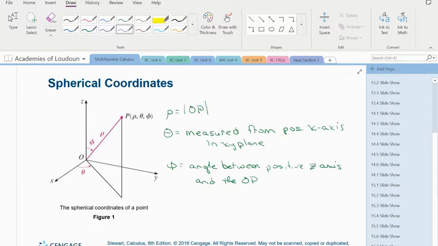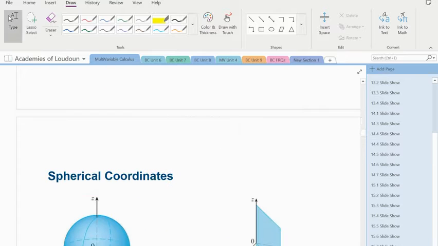Now, given all of this, we know that rho is greater than or equal to 0, and phi will be between 0 and pi. The spherical coordinate system is especially useful in problems where there is symmetry about a point, and the origin can be placed at that point.